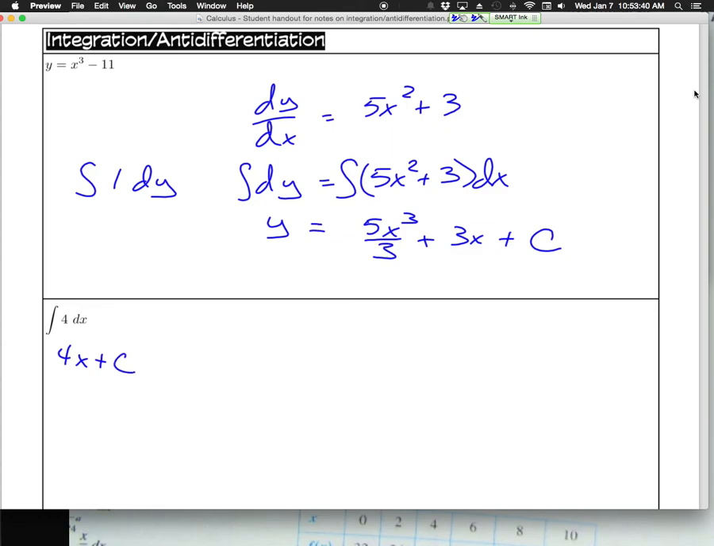And what can we do to check? Take the derivative. So what's the derivative of 4x? 4. What's the derivative of c? 0. So it gets me back to where I started. That tells me I did it correctly. If you've got a constant by itself and you integrate, all you're doing is adding the variable that's next to it. Because technically 4 is the same thing as 4 times x to the 0 power. So if I follow my 2 step process, what's my first step? Add 1 to the exponent. So 1 plus 0 gives me 1, and then what else do I do? Divide by the exponent. So that's going to be 4x to the first divided by 1, which is the same thing as 4x.